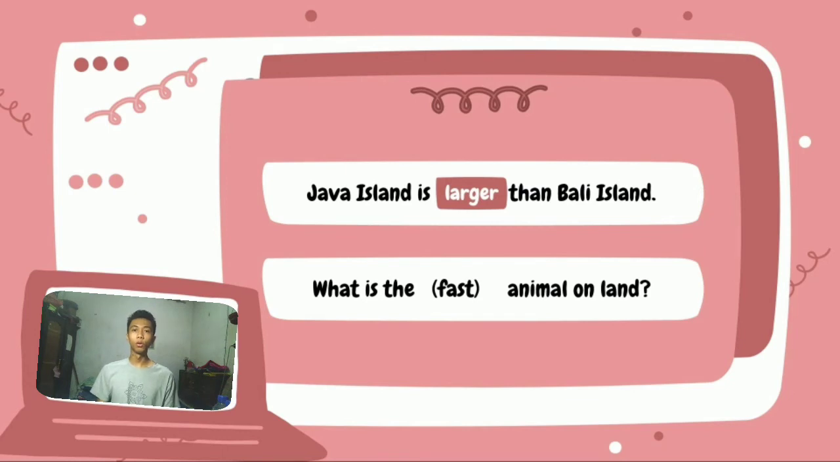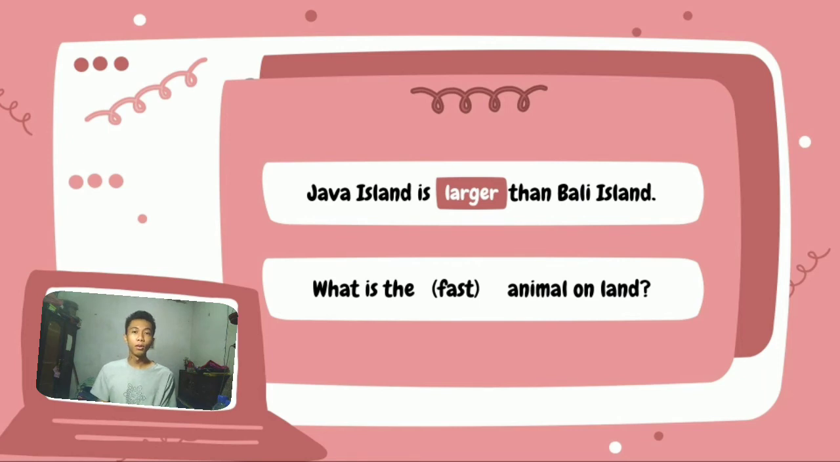Exercise number 2. What is the (fast) animal on land? This problem is the same as the previous one. We have to change the word inside the bracket to something that's suitable to the sentence. In this case, we have to analyze the sentence, and we know that there's the word "the" in the sentence. Because there's the word "the", as I said before in the review, "the" is one of the things that characterize a superlative degree comparison. Because of that, we know that this sentence is a superlative degree comparison sentence.